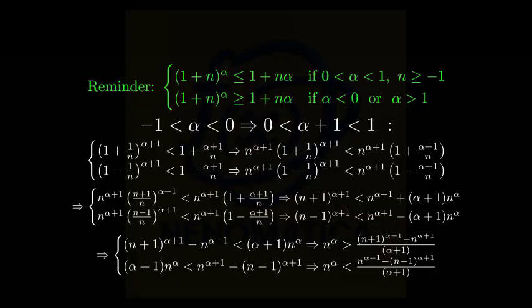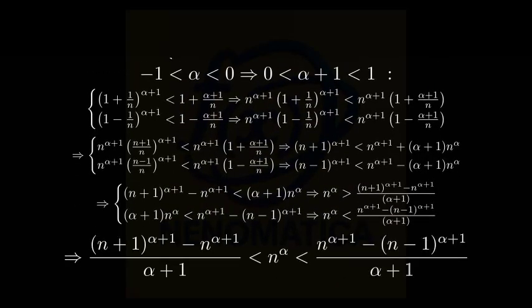Finally, we can combine our results to reach our conclusion. Putting together the two inequalities we derived, we get exactly what we were trying to prove. The fraction with n plus 1 to the alpha plus 1 minus n to the alpha plus 1 over alpha plus 1 is less than n to the alpha power, which is less than n to the alpha plus 1 minus n minus 1 to the alpha plus 1 over alpha plus 1. And that completes our proof.